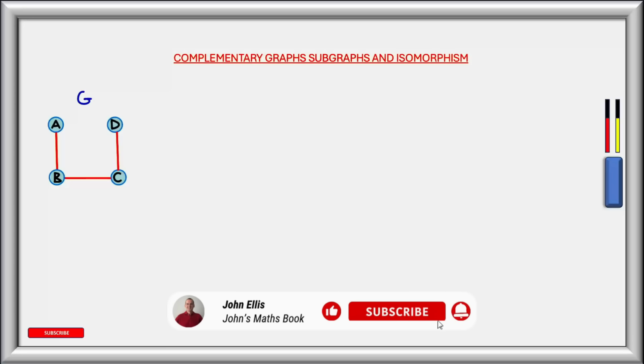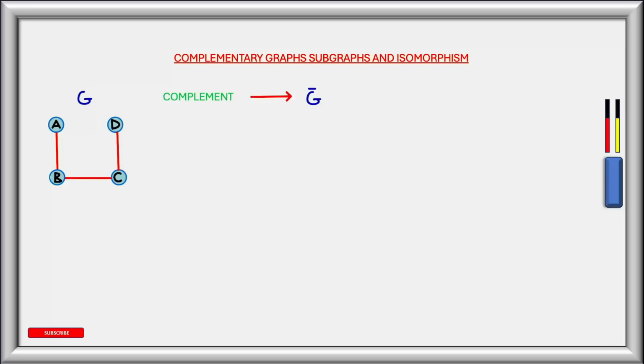In mathematics, the complement of a graph G, which we write as G bar, is a graph with the exact same vertices but totally different edges. So if edge UV exists in graph G, then it cannot exist in G bar. And if edge UV does not exist in G, then it must exist in G bar. So on the board we have a graph G with vertices A, B, C and D. And it has edges AB, BC and CD. And it's in the shape of a U.